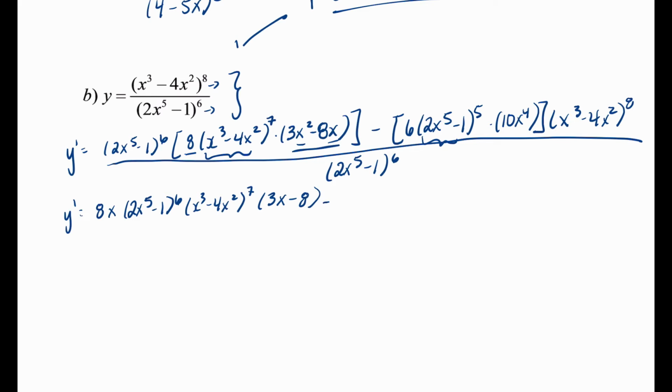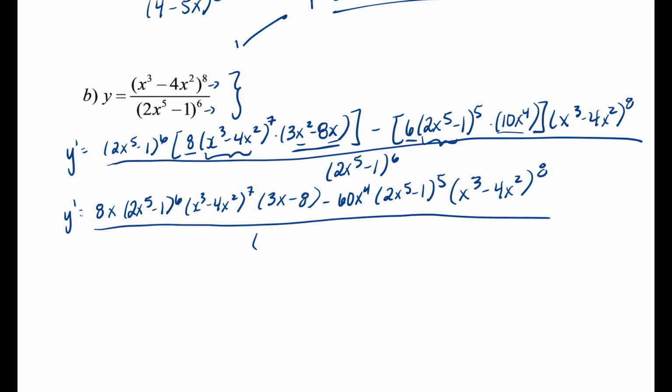Now if I look at my second term, I have negative 6 times 10x^4, so negative 60x^4. I have (2x^5 - 1)^5, and I have (x^3 - 4x^2)^8. Then I still have my denominator hanging out, which is (2x^5 - 1)^6. So now that I have this, I can start looking for my GCFs.